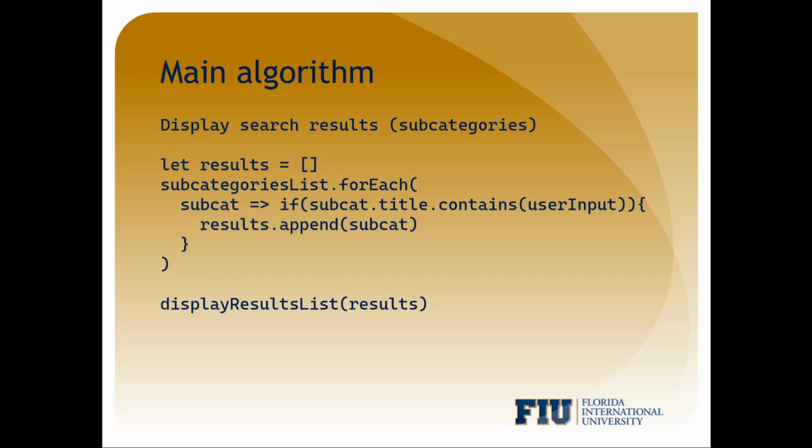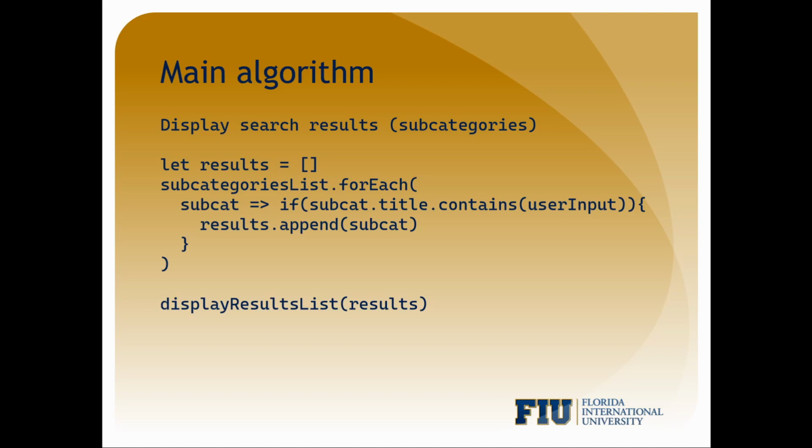So here's an algorithm. I wouldn't say there's a main algorithm for this application, but this is one of the most important ones, which is how we actually search across the app and display results for the user when they use the search bar. So in this case, we make our list, we go through the subcategories list, and for each subcategory, which is an object that has a title in it, we check if the title contains what the user input. And if it does, we append it to the results list. If not, we don't. And then we just display the list.